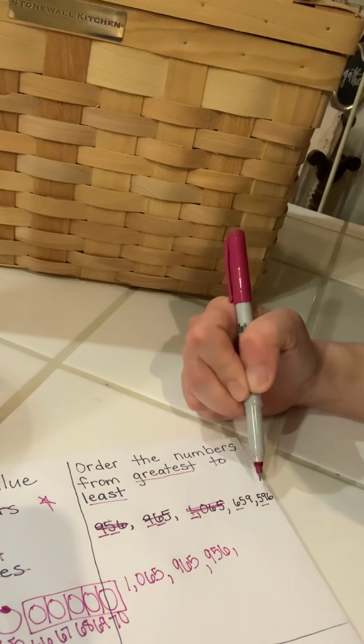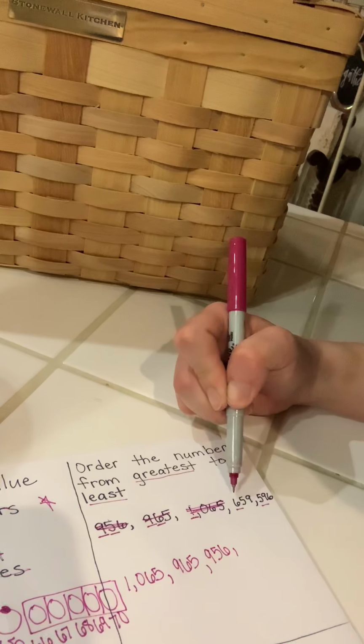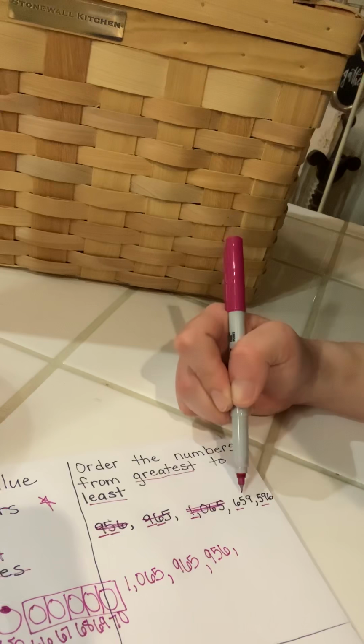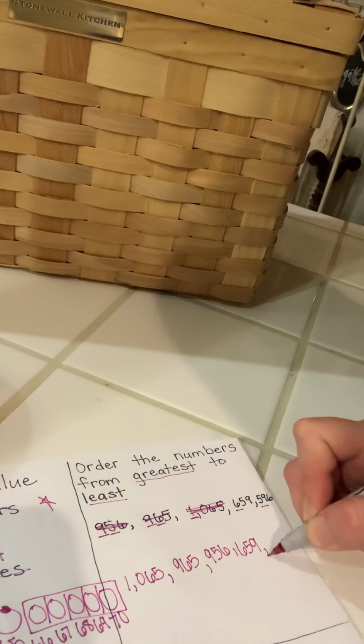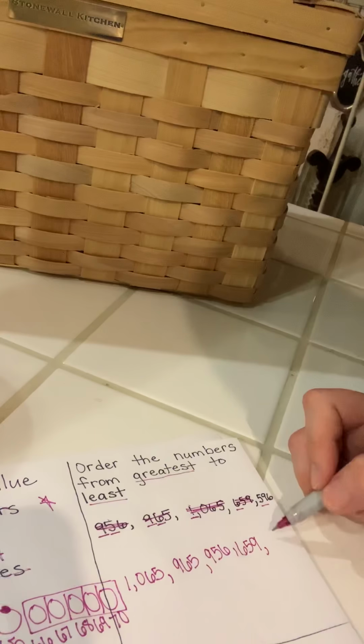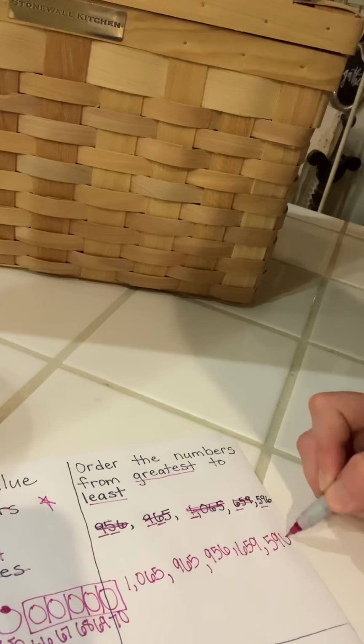I have 600s and 500s. I know that 600s are greater than 500s, so this is my next number. So I'm going to write 659 next, which leaves one more number left, and that's 596. Okay.